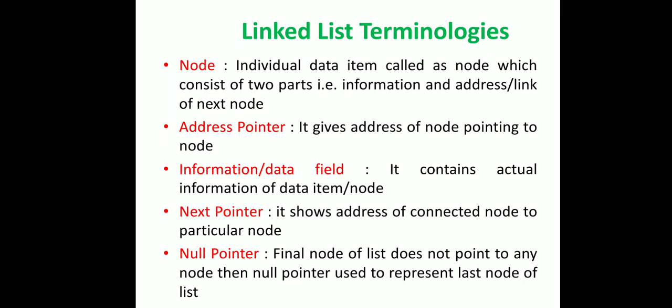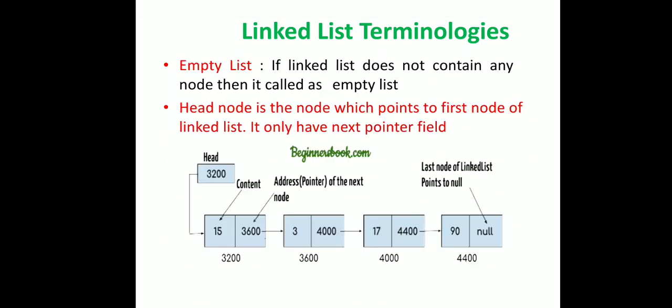Null pointer: the final node of the list does not point to any node, and the null pointer is used to represent the last node of the list. So when your linked list ends, the null pointer is used to show that there is no node further in the linked list. Next part, empty list. What do you mean by empty list? If the linked list does not contain any node, then it is called an empty list. It means if the head node is pointing to null directly, then it is an empty list.